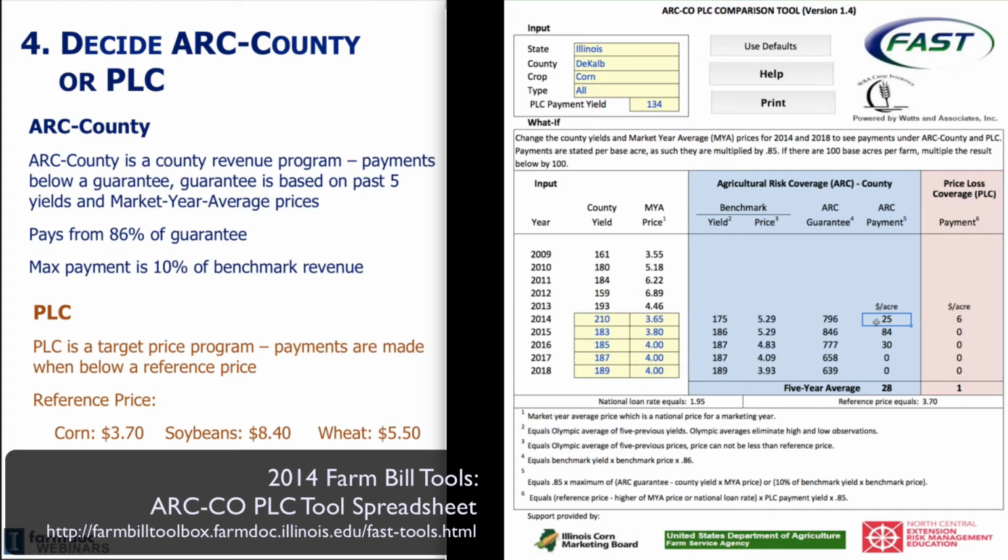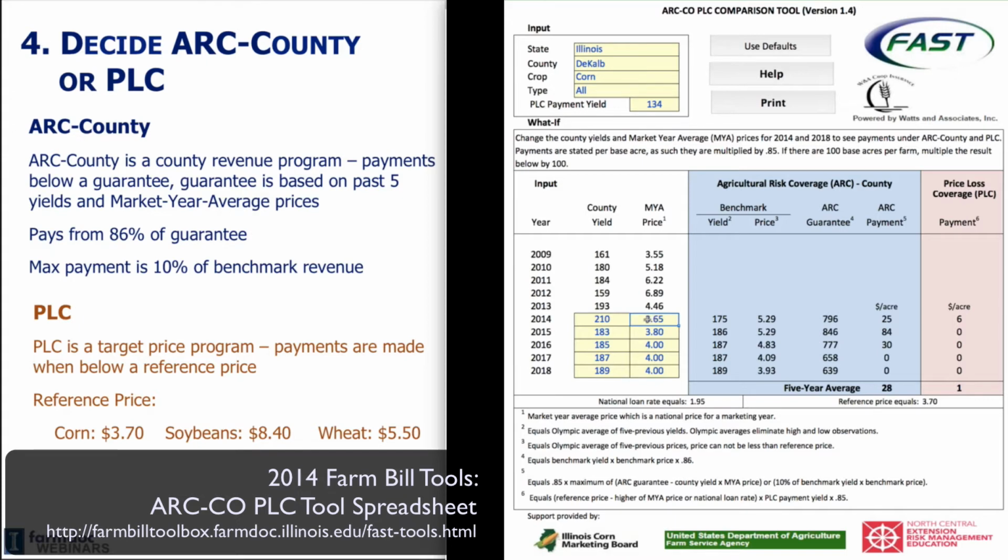And the way that comes out is that for ARC County and PLC, both of them make payments on 85% of the base acres for that crop. So you see that $25 per acre factors in the 85% of base. So that would be $25 per base acre, factoring for the 85% of base that receive a payment under these programs. So that would be the 2014 ARC payment. Here's the PLC payment, and we're going to get a PLC payment because our market year average price is $3.65, which is below $3.70. So we could get 5 cents times 134, again, times that 85% factor.